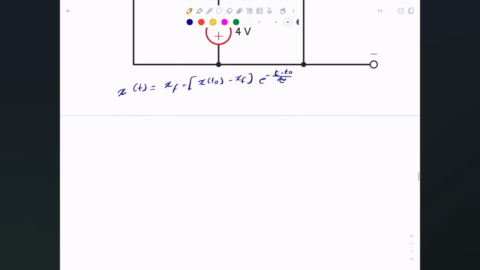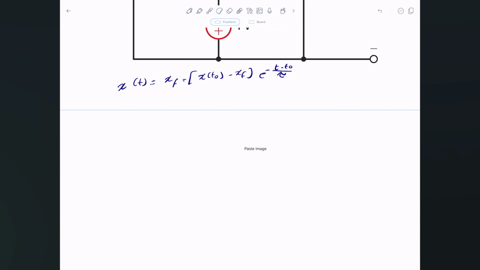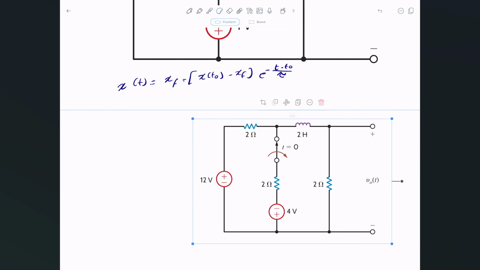Actually, before I do that, let me just discuss what we're looking for. What we're looking for is this V0(t) in here. There's multiple ways we can do it. We can figure out the final value for that V(t). We can find the initial value, but of course the initial value that we should be targeting is at 0 plus, right after switching, because at 0 minus it's not the same. And then we have to figure out what the tau is. And that's what we can do.